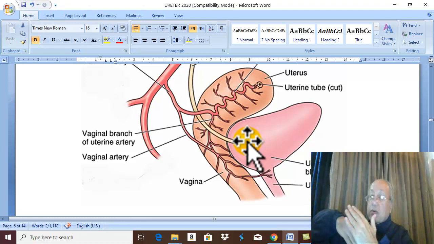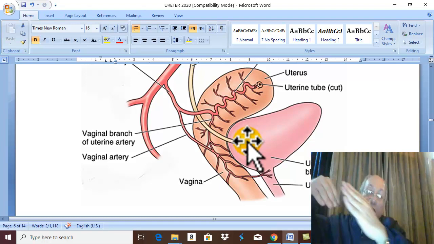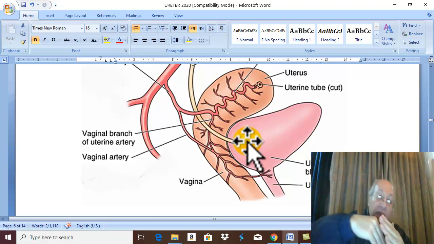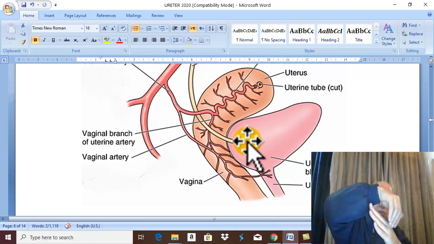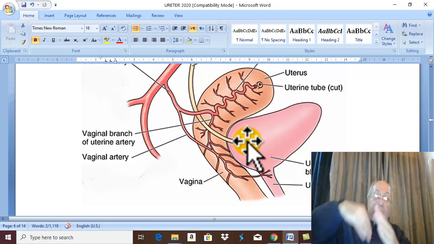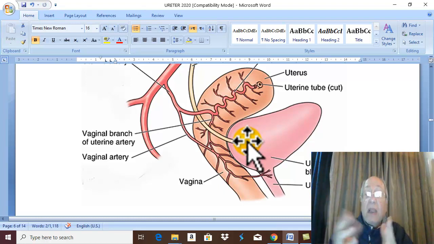This oblique passage, during distension of the bladder by urine, will push the anterior and the posterior wall of the ureter against each other with obliteration of the lumen. Here the urinary bladder becomes distended. Distension here will push the anterior wall against the posterior wall, closing the valve.